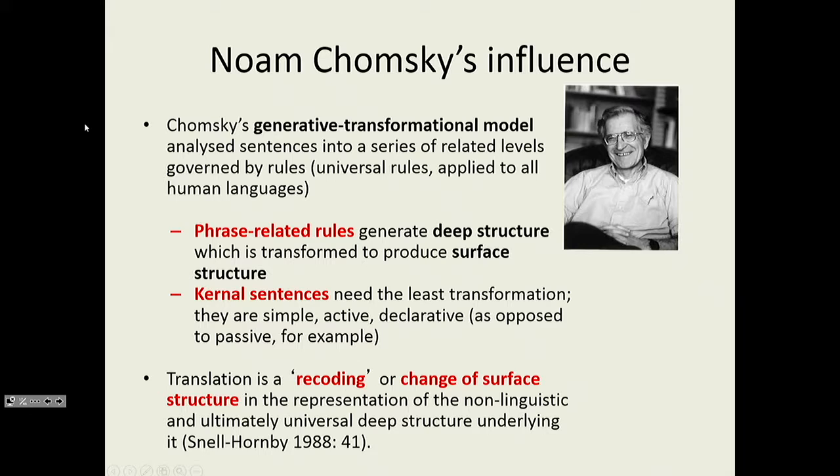So Chomsky had what's called a generative transformational model. He analysed sentences and looked at the levels of the sentence and came up with rules based on those levels. What's important for translation, and eventually for Nida and for your understanding, is to see how the phrase-related rules generated what he called deep structure, which is then transformed to produce surface structure. He also identified what he called kernel sentences as those needing the least transformation. So these are generally simple, active, declarative sentences. Translation is therefore a recoding or change of surface structure in the representation of this non-linguistic deep structure which underlies it. And the next slide will help clarify some of these concepts a little further.